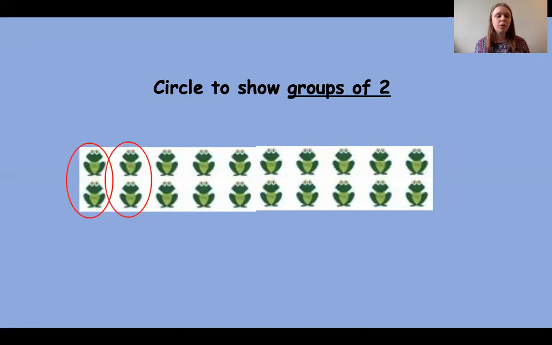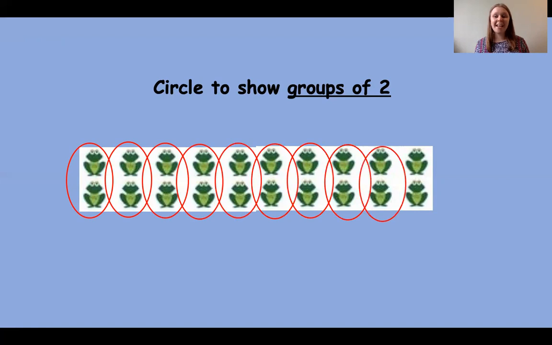Ready? 2, 4, 6, 8, 10, 12, 14, 16, 18 and 20. So we should have 1, 2, 3, 4, 5, 6, 7, 8, 9, 10 equal groups. And how many in each group? There are 2 in each group. So that is how we can simply show that we are sharing into equal groups. Okay, we have shared equally the 20 frogs and we've put them into 2 in a group.